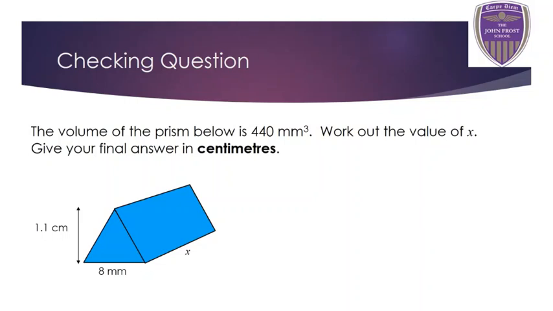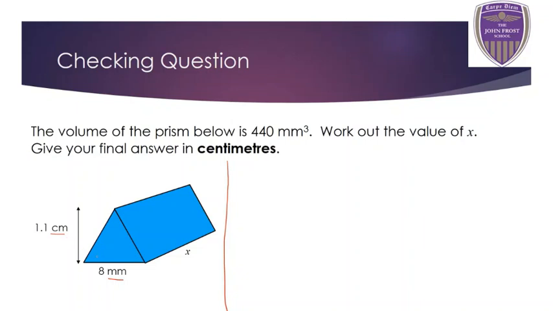All right. So the checking question then. The volume of this prism. Well, actually, before I start talking about it, perhaps you should pause the video, write down what's important, and draw the shape as well, and then come back to me. Okay, welcome back then. So the volume of the prism is 440 millimeters cubed. Find the value of X. Final answer in centimeters. Okay, well, the first thing I notice about this shape is that I've got millimeters here and centimeters here. That's not going to work really, all right?